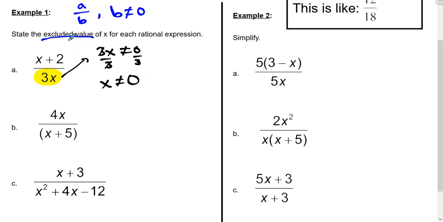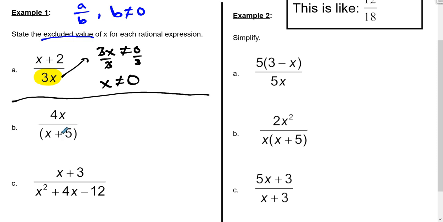So what is the excluded value for problem A? x cannot be equal to 0. The other way that may be phrased is, for what values of x is the rational expression undefined? And if you were to answer the question that way, you would say that x equals 0 is the value of x that makes the rational expression undefined, okay? So it's really just kind of notation and how you're writing it. Just pay attention to the directions and you should be able to figure it out. But really, the big takeaway here is the denominator can't be equal to 0, so x can't be equal to 0.